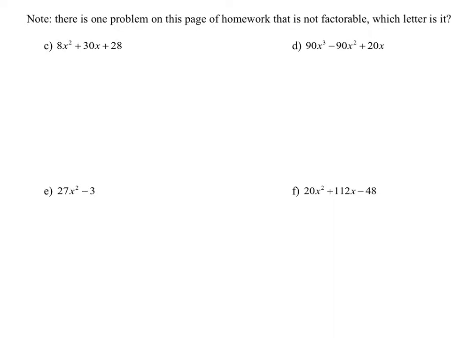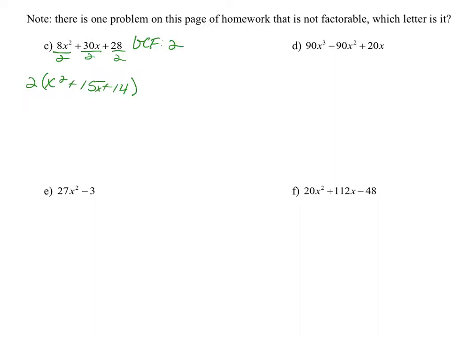All right, GCF in C. It could be a 2, it could be 4. No, 4 does not go into 30 evenly. So it is 2. Divide everything by 2. I get x squared plus 15x plus 14.